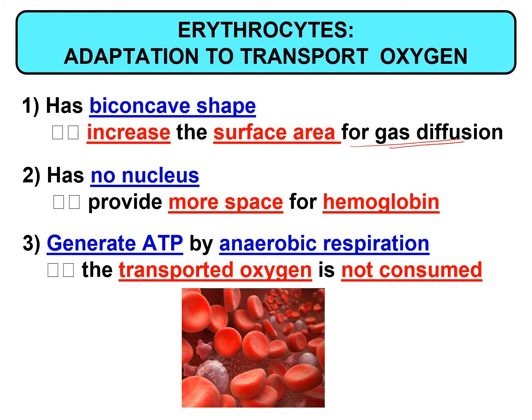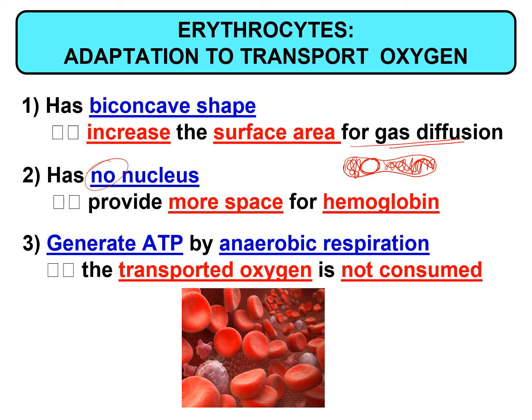Erythrocyte has no nucleus, so having no nucleus, it provides more space for hemoglobin. For example, biconcave, let's say that it has a nucleus here. So the polypeptide would have limited or less space because it has been filled by a nucleus.